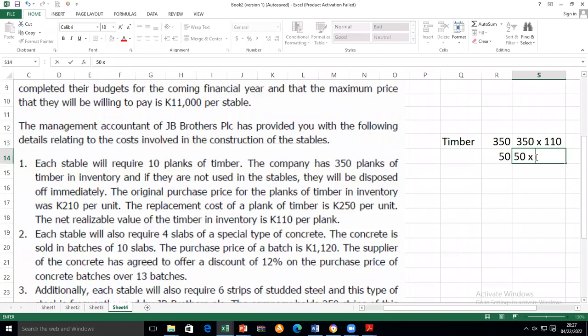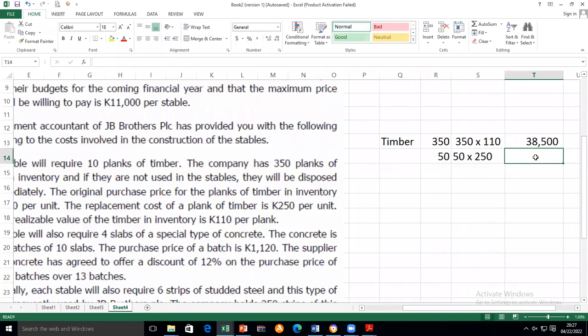There's 210 and 250. The original purchase price many years ago was 210. That cost is called what? Irrelevant. That's a sunk cost. The future cost, the future incremental cash flow, the money that you're going to spend, is how much? 250.